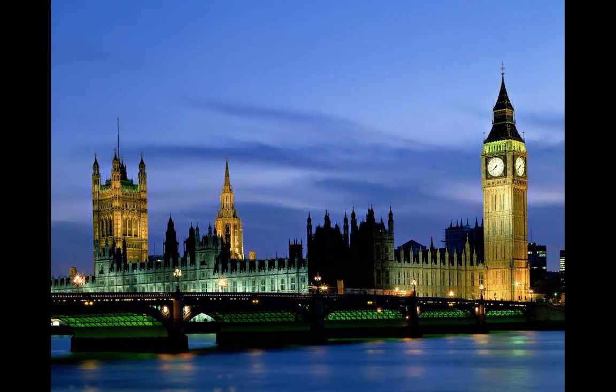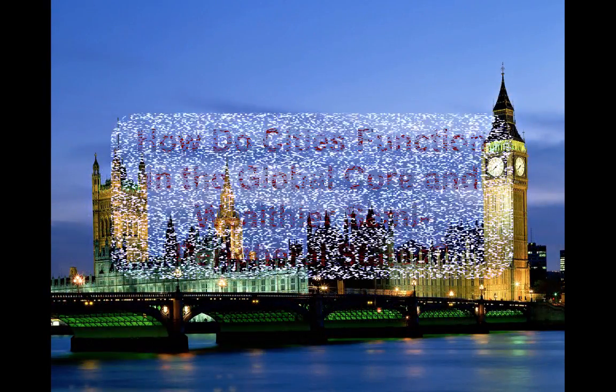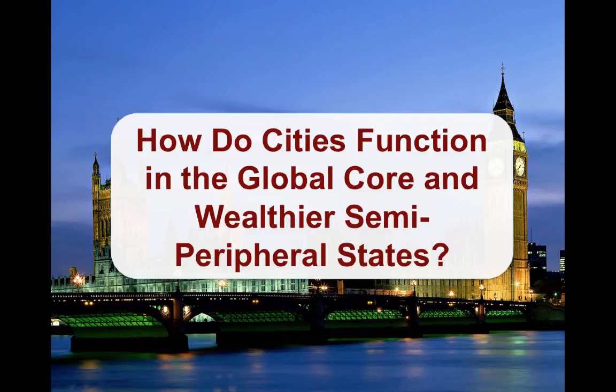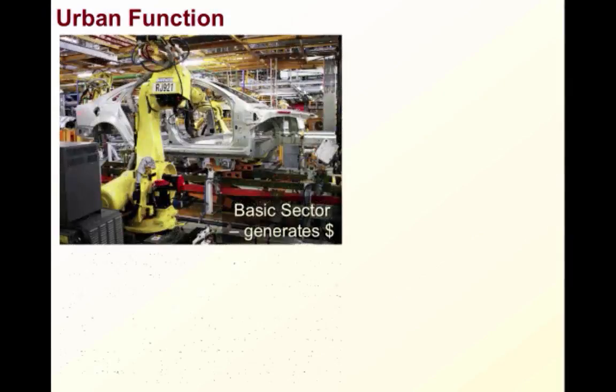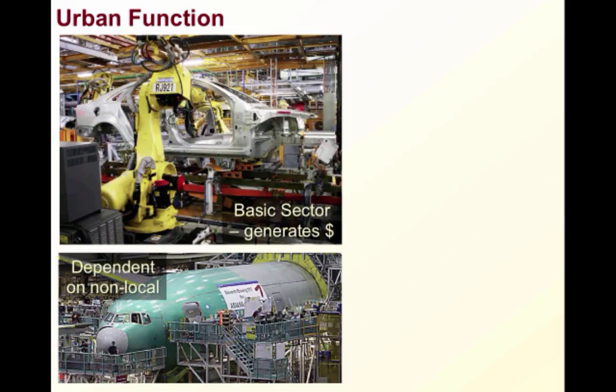In today's video, we're going to ask this essential question: how do cities function in the global core and wealthier semi-peripheral states? Now, analyzing how a city functions, we can look at the basic sector. That's made up of local businesses or firms that produce goods for export and generate an inflow of money. Manufacturing and resource-oriented firms, like logging or mining, are usually considered to be basic sector firms because their profits depend largely upon non-local factors, or in this case, as you can see, the construction of a Boeing airplane.